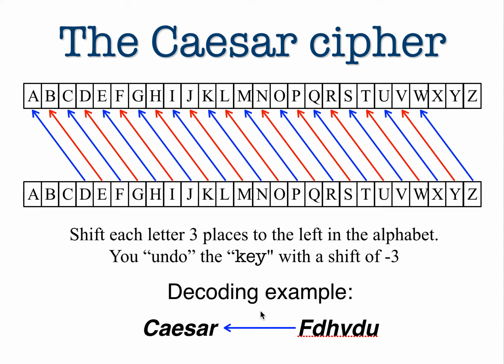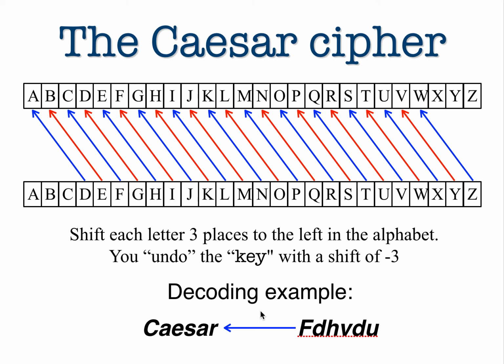But if you didn't know the key, if the key could be any number between any possible shift in the alphabet, so any number between 1 and 26, 26 would return the message to its original state, it might be a little harder to crack.